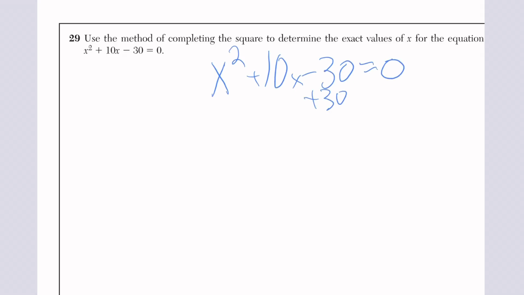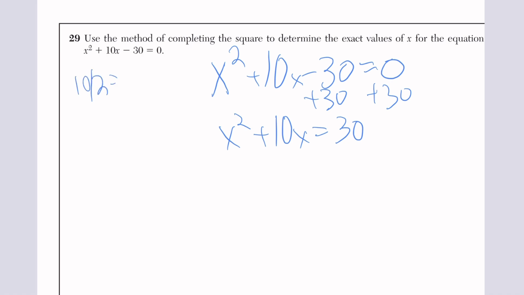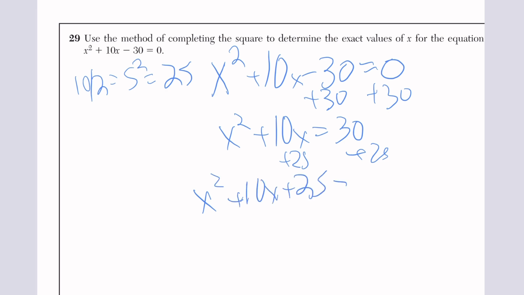You bring this to the other side, so plus 30. Now you have x squared plus 10x is equal to 30. Now, you want to complete the square, so you do 10 divided by 2, which is equal to 5, squared, which equals 25. So now you're adding 25 on both sides. So you got x squared plus 10x plus 25 is equal to 55.